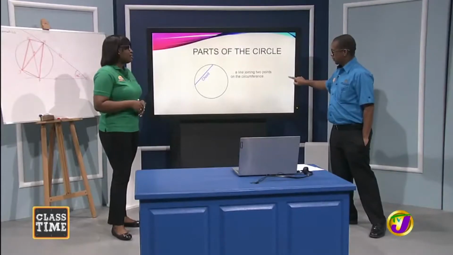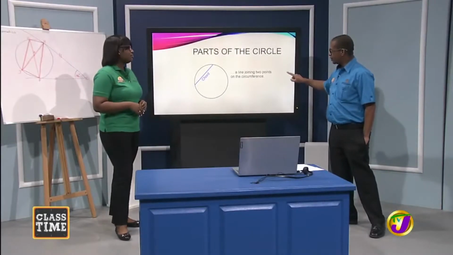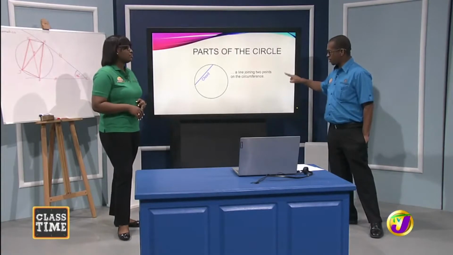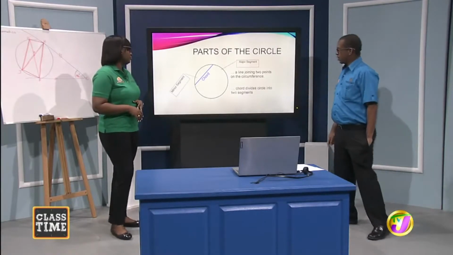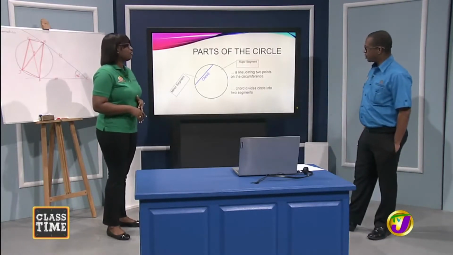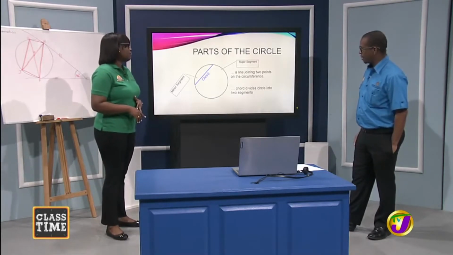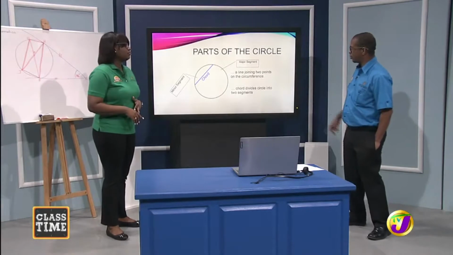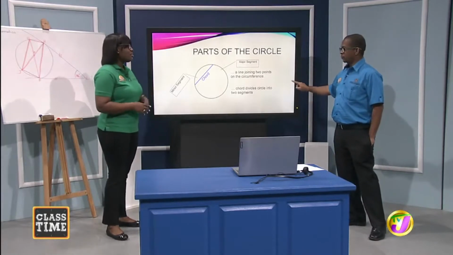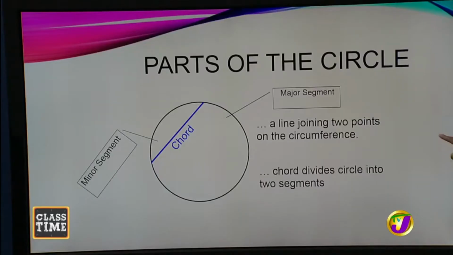Okay. So it's a line joining 2 points on the circumference. And it splits the circle into 2 segments: a minor segment, which is a smaller portion, and a major segment, which is a larger portion. So I remember you talking about this earlier. Awesome.